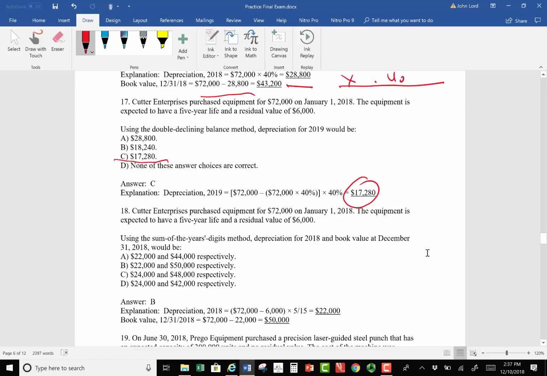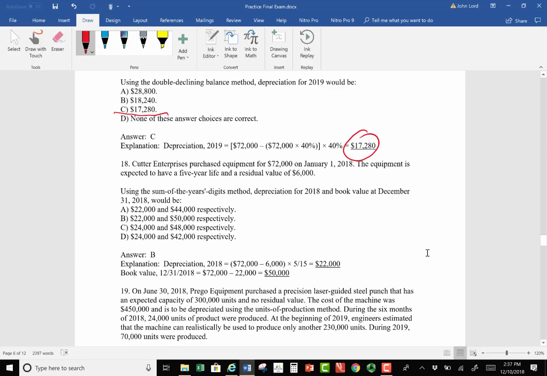Okay. Sum of years digits. The depreciable base is the same as straight line, isn't it? But now we add up the digits: 1 plus 2 plus 3 plus 4 plus 5 is 15. That's the denominator. And then the numerator, for the first year I'll take 5/15. Second year, I'll take 4/15, and so on. Okay?